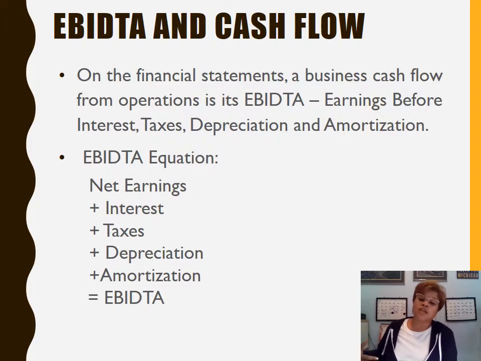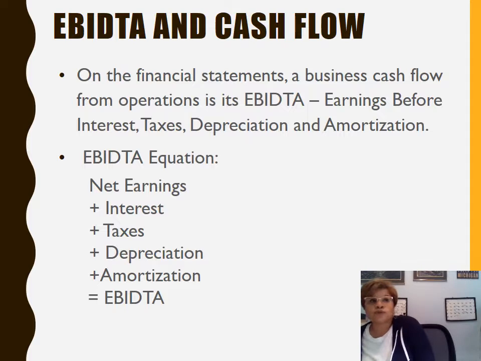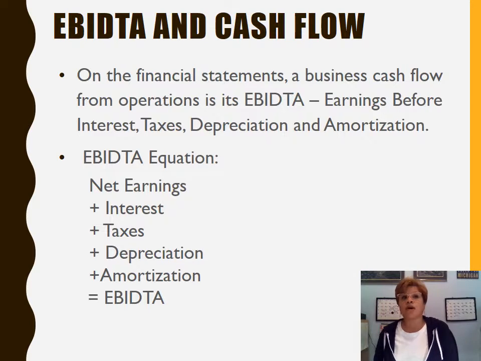So in the financial statements, a business's cash flow from operations is what we call EBITDA, right? Earnings before interest, taxes, depreciation, and amortization. The EBITDA equation equals net earnings plus interest plus taxes plus depreciation plus amortization. Okay? So when we're thinking about EBITDA, that's what we're thinking. That's what we're talking about.